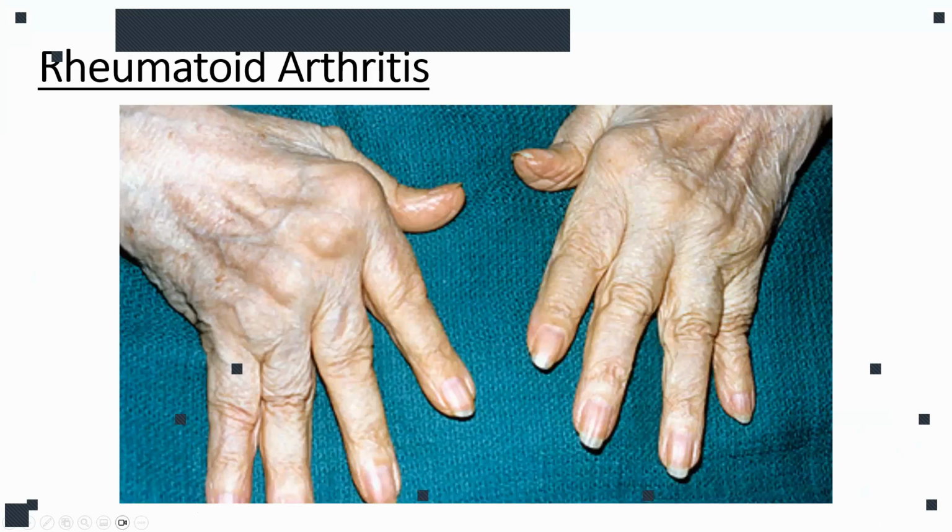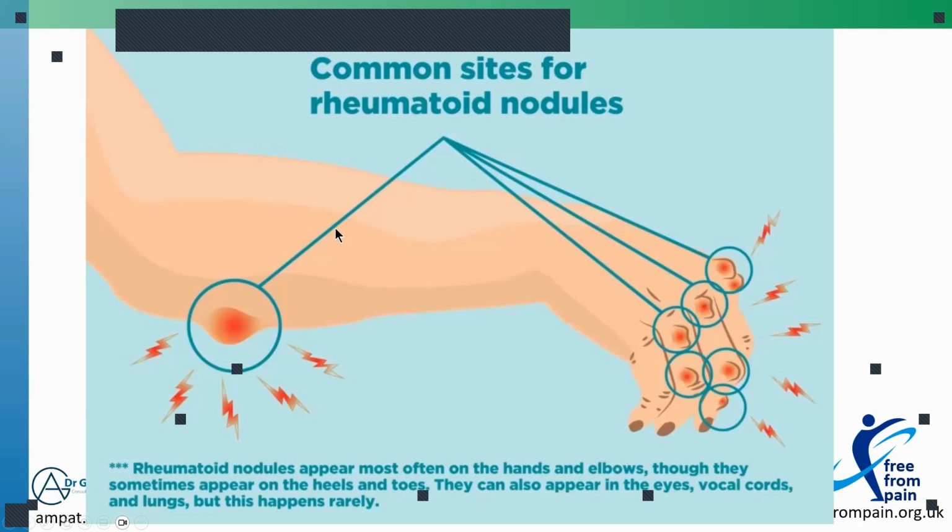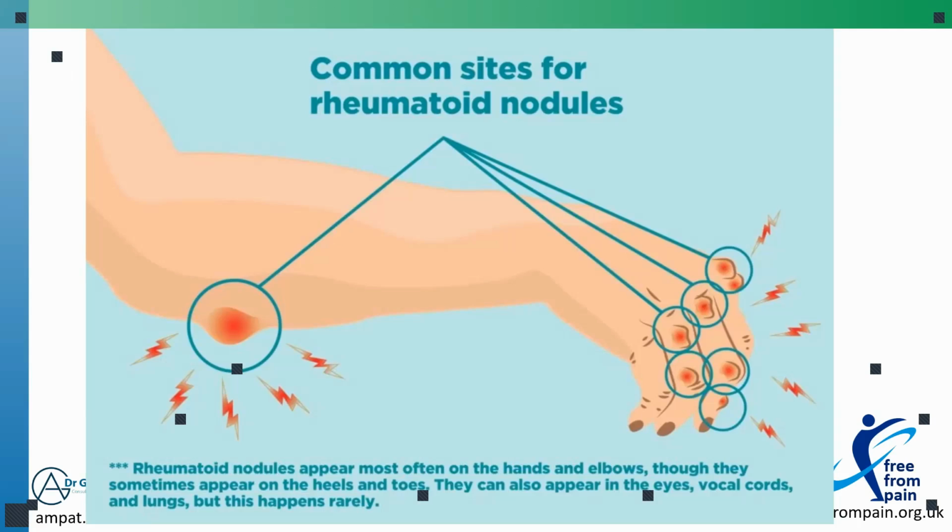So this is rheumatoid arthritis. You can see the ulnar drift on the right hand. You can see the swelling and synovitis in the MCP joint. You may also get in rheumatoid arthritis rheumatoid nodules like this. It is usually on the extensor aspect, on the dorsal aspect of the fingers also, rheumatoid nodules.